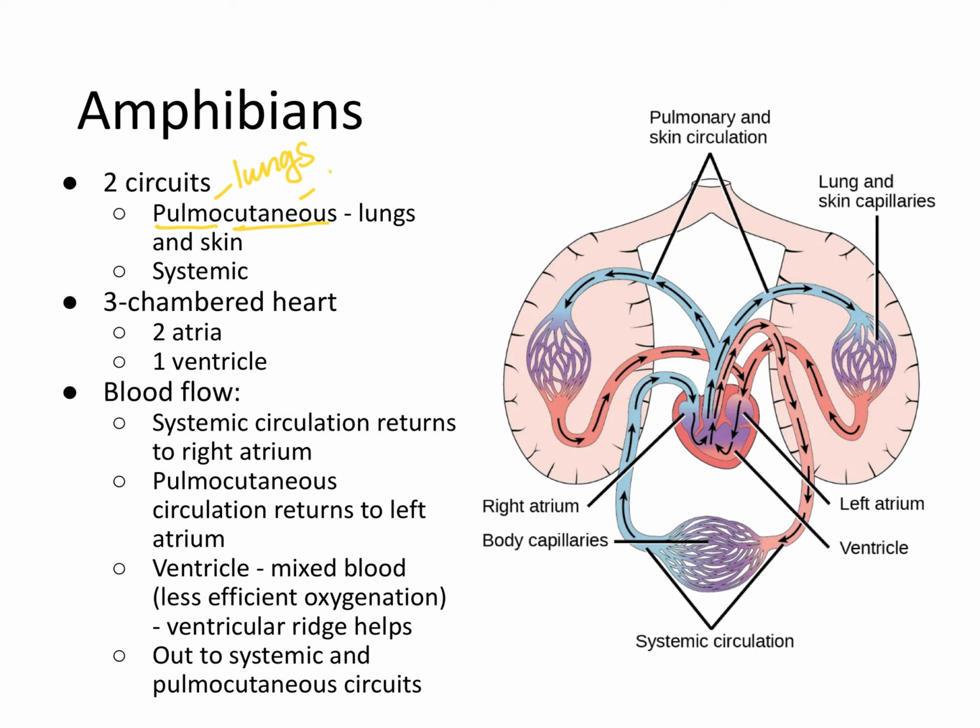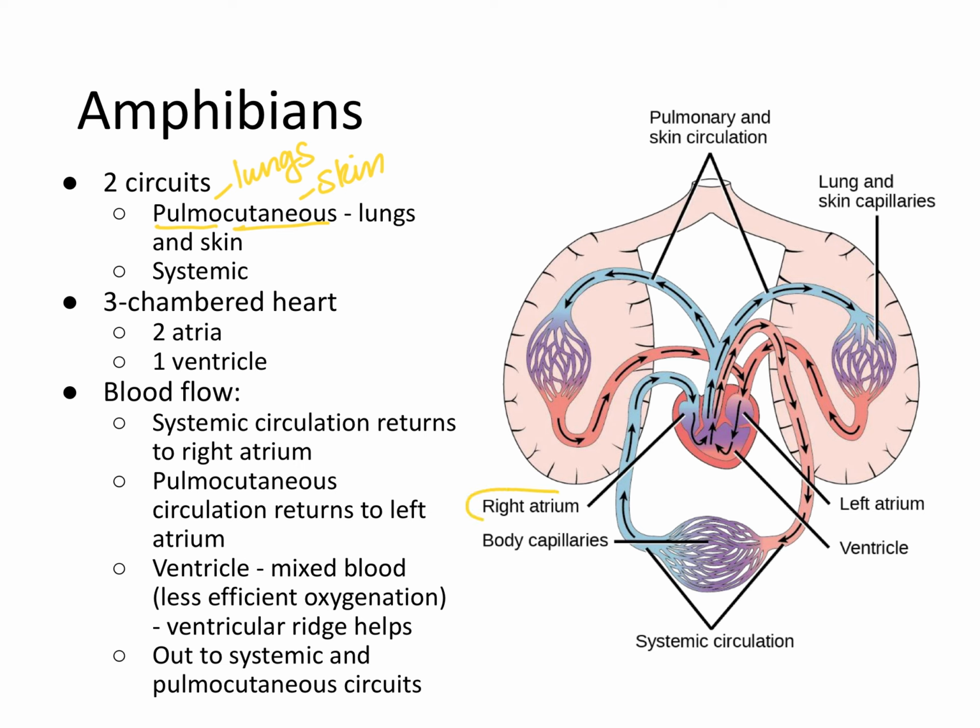Cutaneous refers to the skin. So remember that amphibians, most of them have lungs, but they can also do gas exchange across their skin. And then the second circuit is the systemic circuit, which is going to be all the other tissues and cells in the body. Now, amphibians have a three-chambered heart.